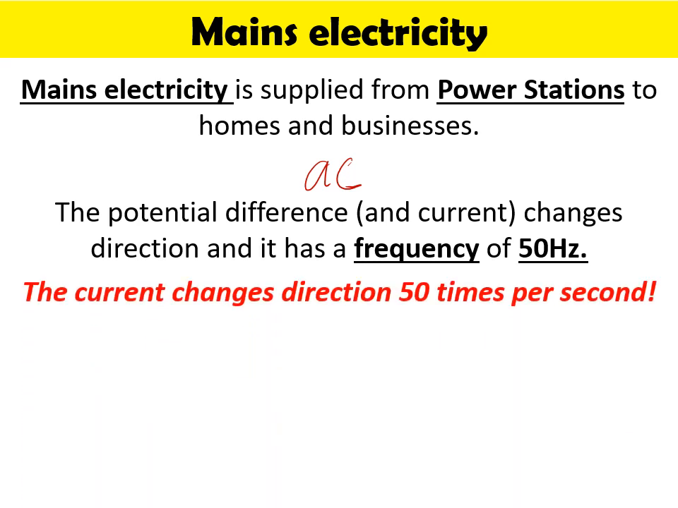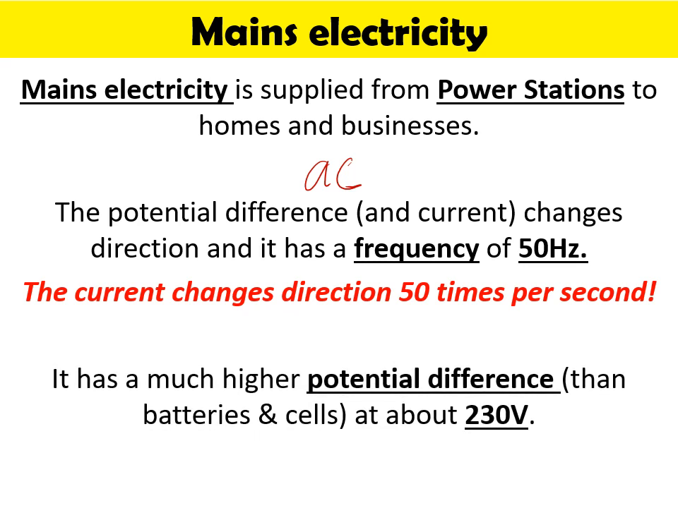And the voltage of a mains supply is 230 volts. These two, what is the frequency and what is the potential difference, are very, very popular questions that almost pop up every year.